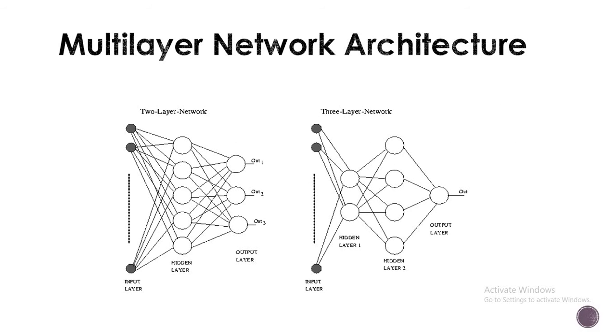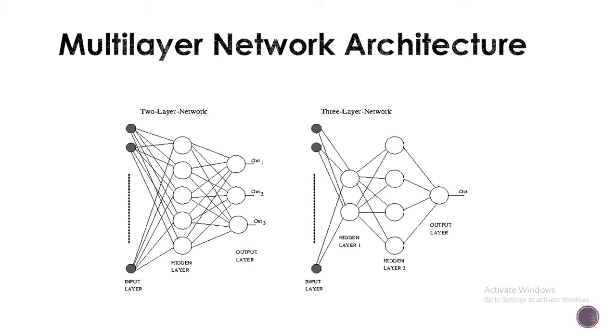This is an architecture of multi-layer neural network. Here, there are two pictures. One is a two-layer network and the other is a three-layer network. In the two-layer network, the inputs come through the input layer, go into the hidden layer, and we get the output through the output layer.